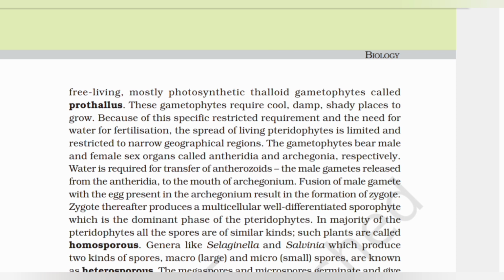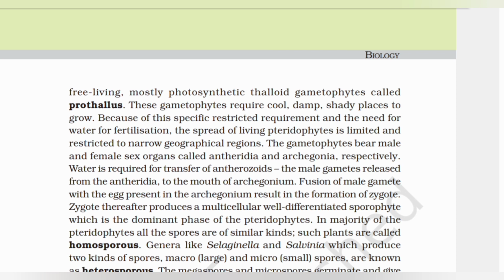The gametophytes bear male and female sex organs called antheridia and archegonia, respectively. Water is required for transfer of antherozoids. The male gametes are released from the antheridia to the mouth of the archegonia. Fusion of the male gamete with the egg present in the archegonia results in the formation of the zygote. The zygote thereafter produces a multicellular, well-differentiated sporophyte, which is the dominant phase of the pteridophyte.